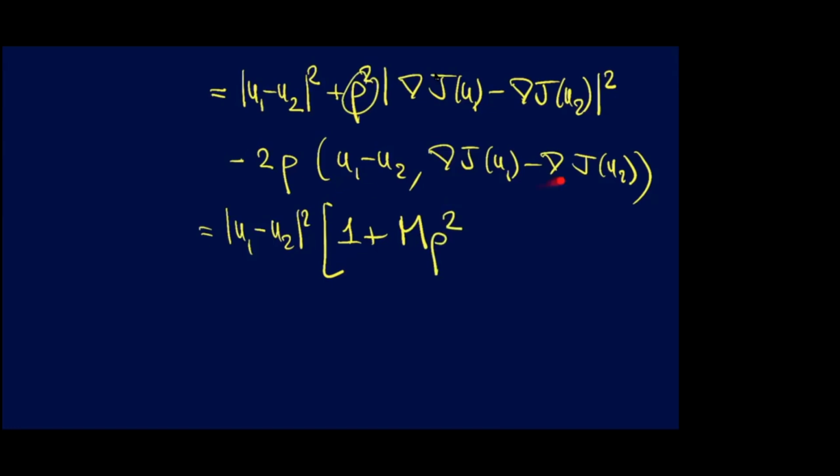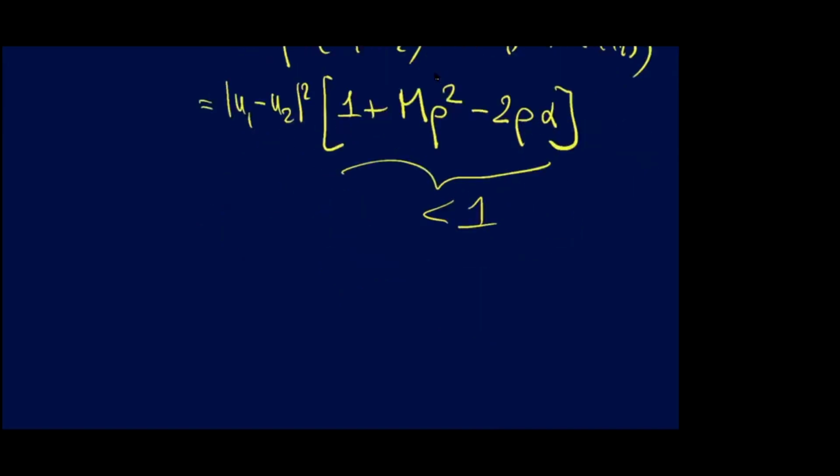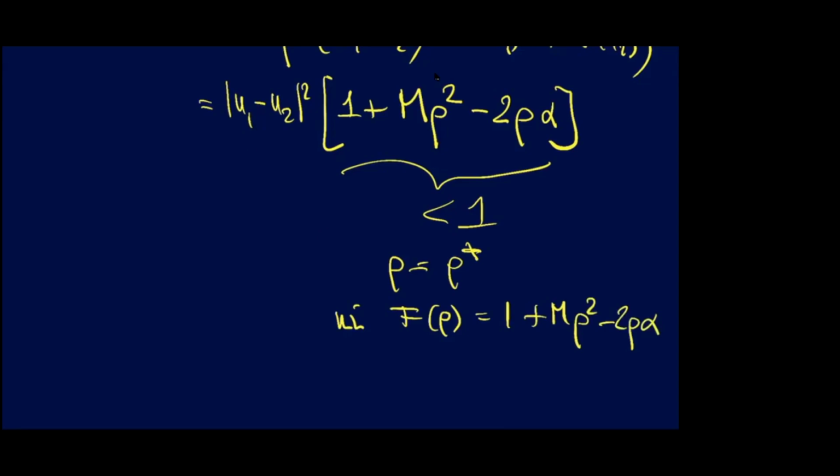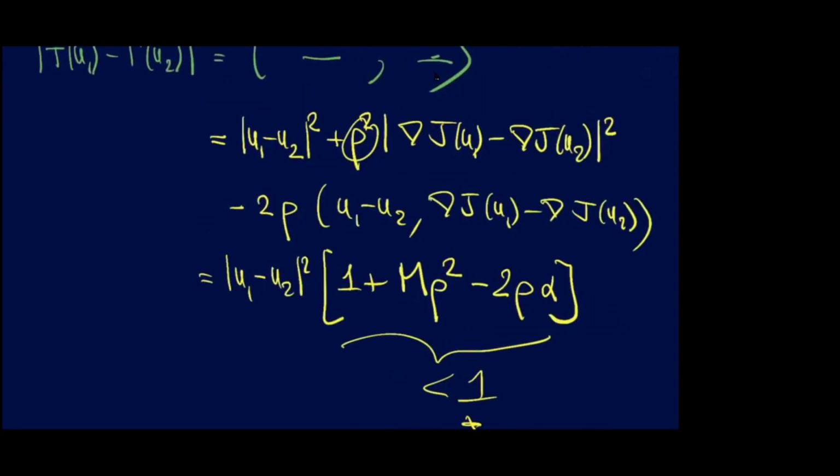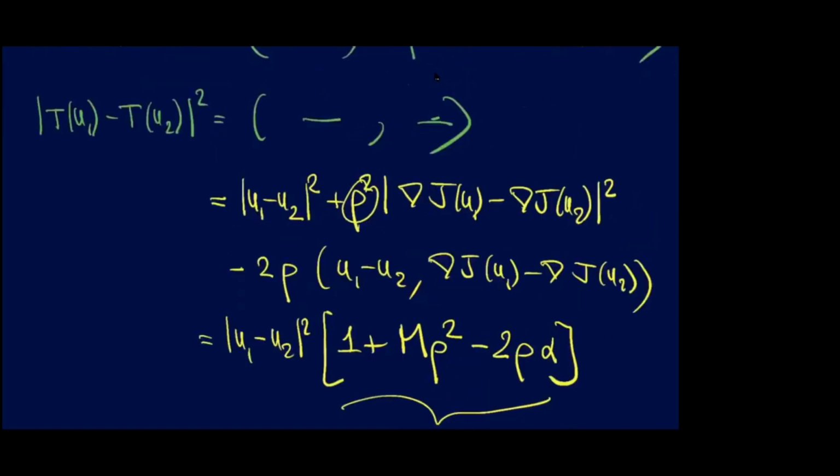And then on the other hand, I have assumed a lower bound on this term, right? This was the bound on the minimal eigenvalue, the convexity of the functional. So I get here minus 2 rho alpha. And that's it. This is exactly what I claim. The only thing I need is to show that this number is less than 1. And of course, this number is less than 1 if rho is taken to be rho star, which is the minimum of the function f rho, which is simply 1 minus m rho squared minus 2 rho alpha. So the conclusion is, indeed, the gradient descent algorithm is converging to the minimizer.